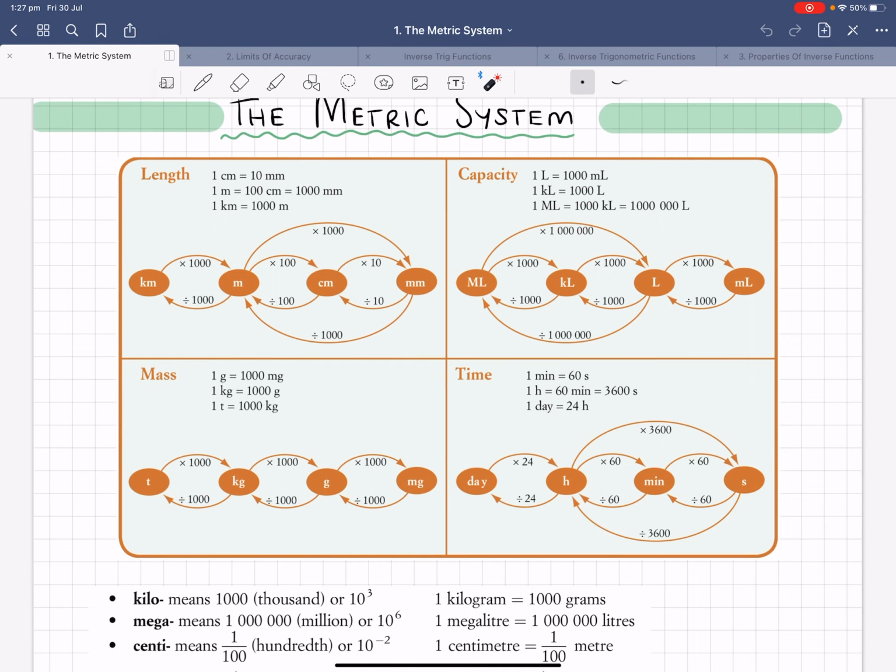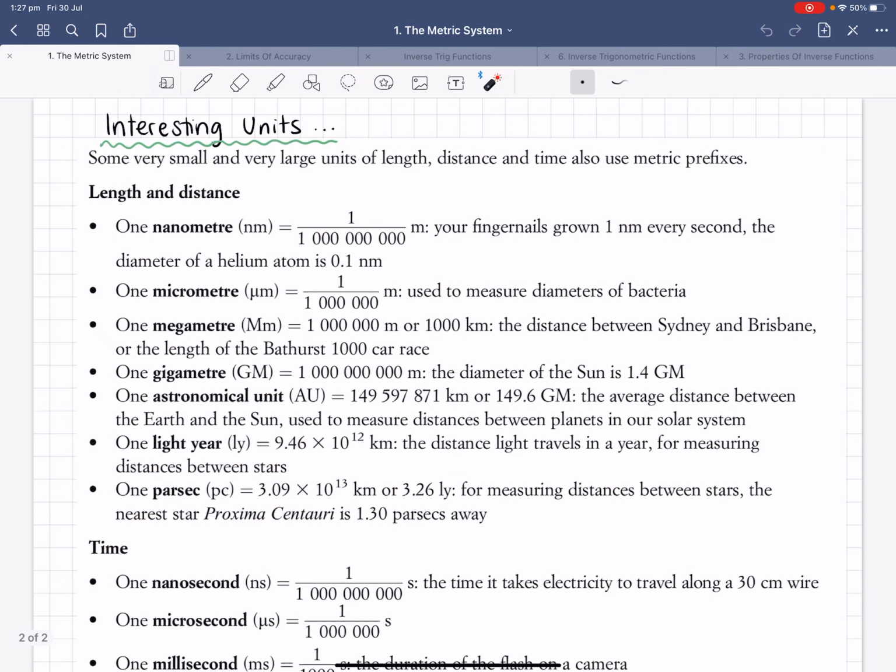Obviously, you should know these ones, right? If you can't tell me how many minutes are in an hour or how many seconds make up a minute, then we've got problems. But if you can't tell me that 1 gigameter is equal to 1 billion meters, I don't care. Obviously, it's a cool thing to know, but it's fine. So don't stress. Good luck.